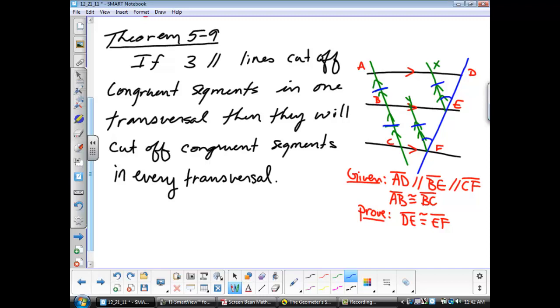We're going to look for some more congruent angles, and then we can prove that these two triangles, YEF and XDE, are congruent. Well, we have some alternate interior angles, don't we? And these black lines are parallel. So those alternate interior angles are congruent, and the green lines are parallel, so these alternate interior angles are congruent.